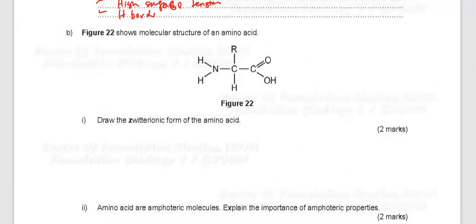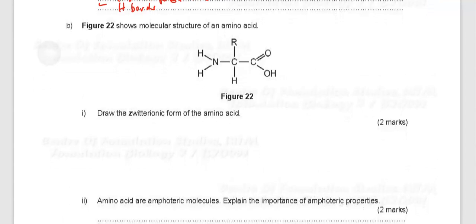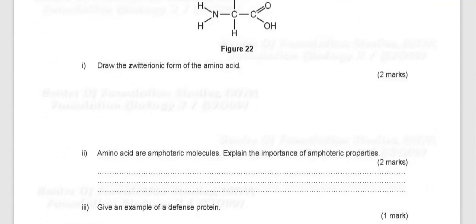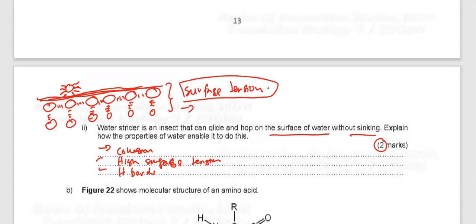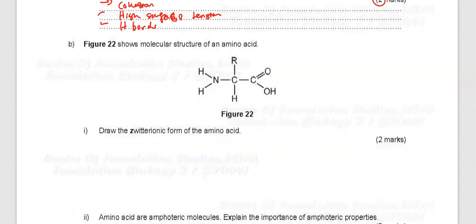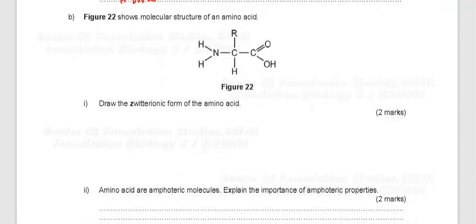So question B, figure 22 shows the molecular structure of an amino acid. For question 1, draw the zwitterionic form of an amino acid. The zwitterionic form is formed when the amino acid is ionized in aqueous solution.